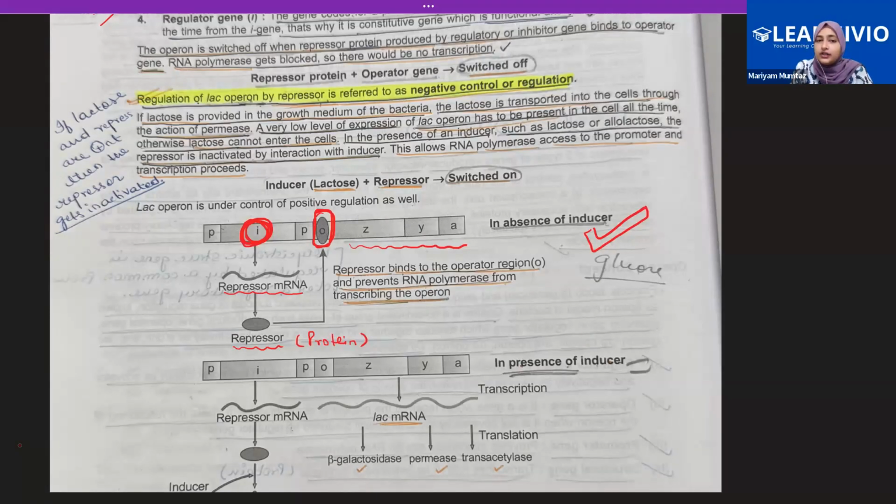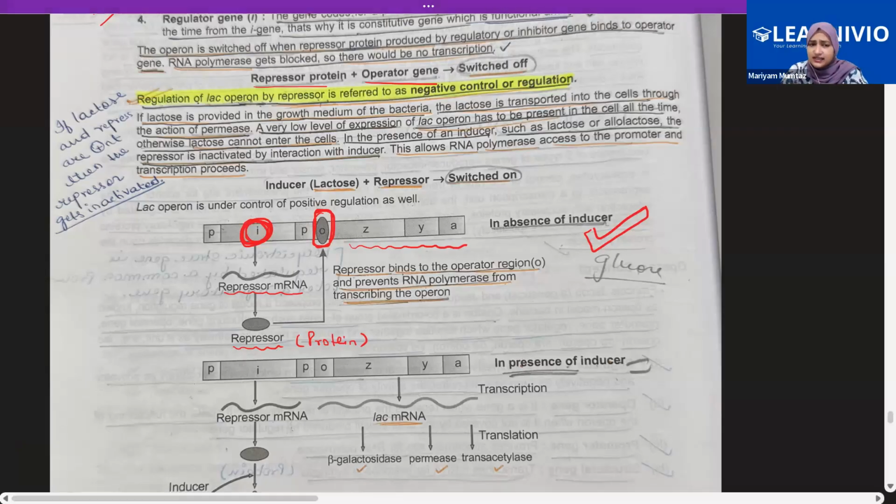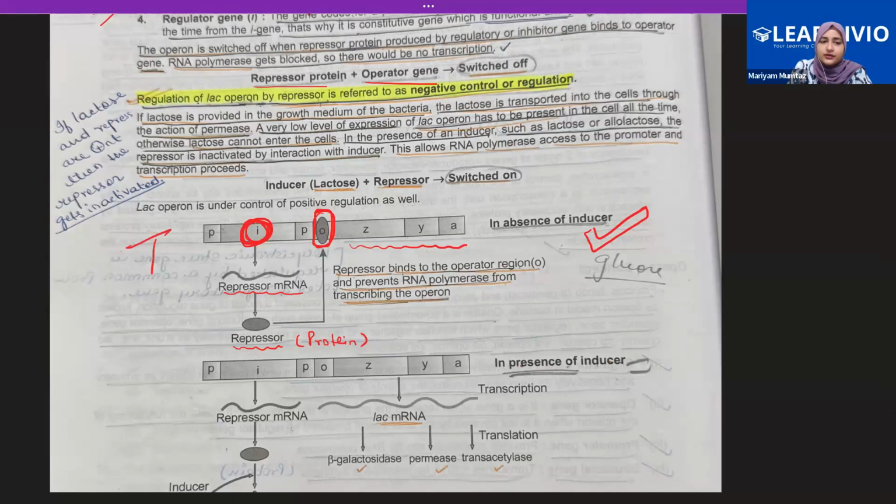Okay? So if you see here, initially, when the repressor protein and the operator gene combine, the whole mechanism gets switched off. So this is the negative control or regulation. Because in this case, when the inducer is absent, this first situation is going to take place.